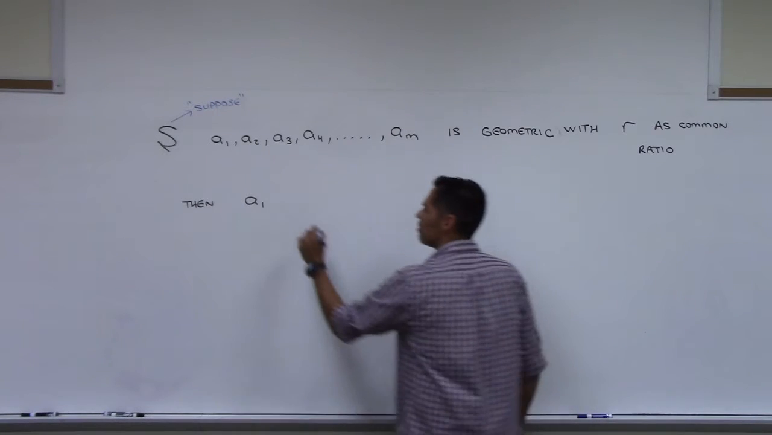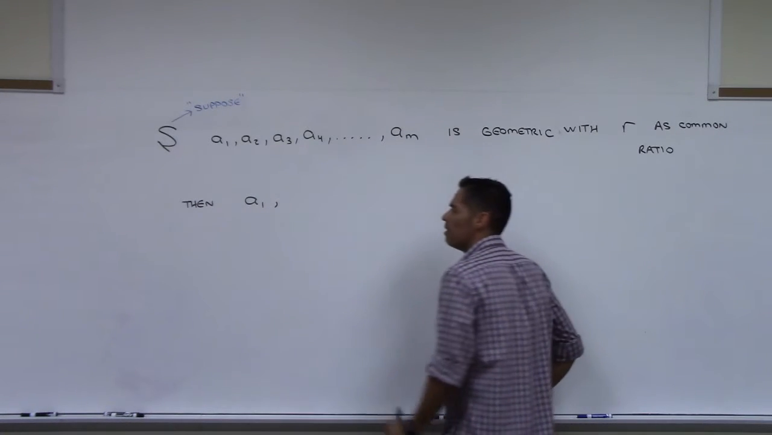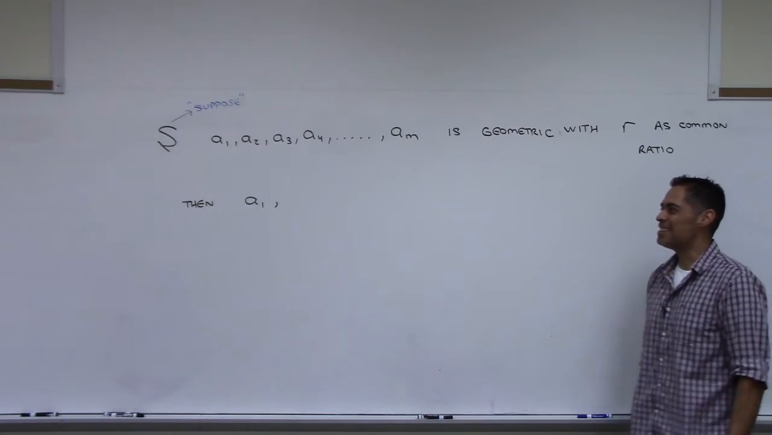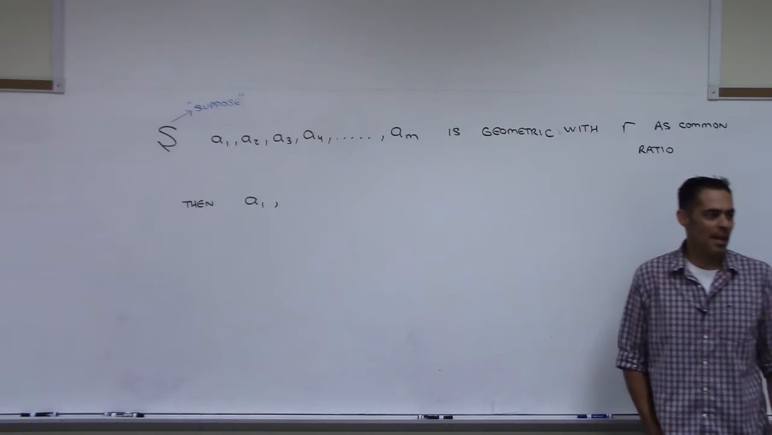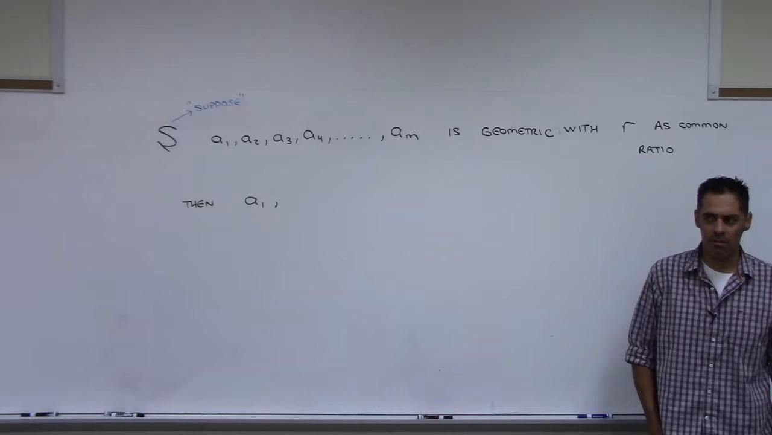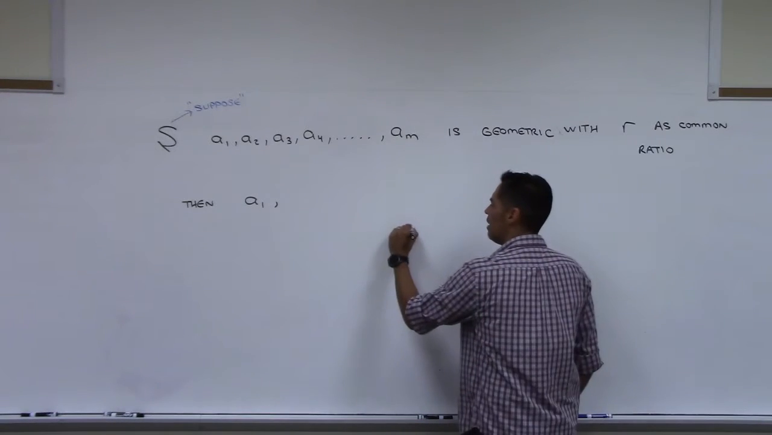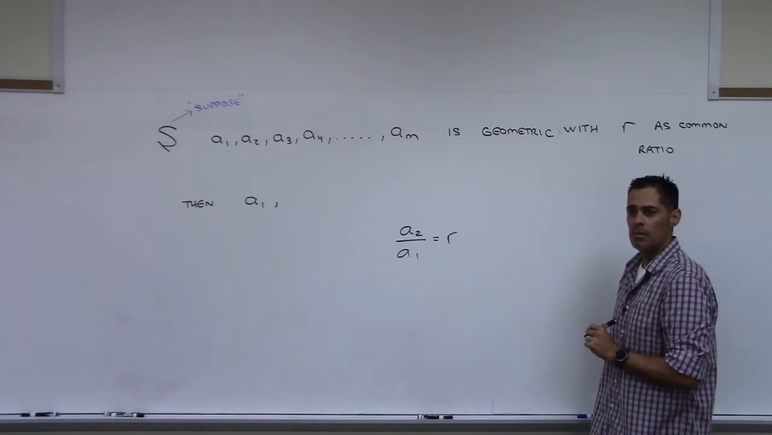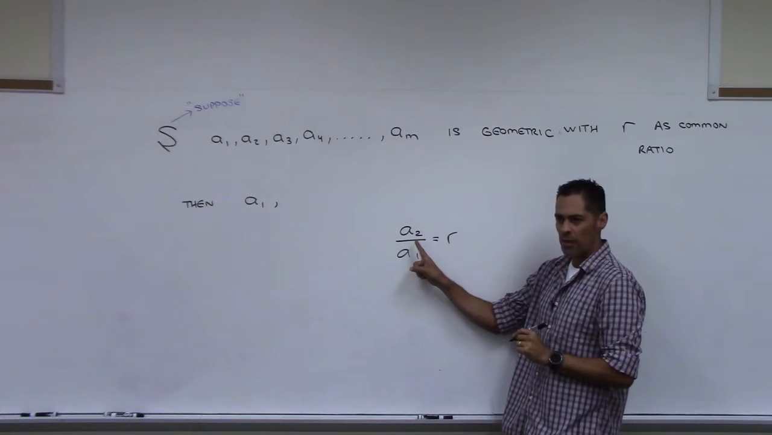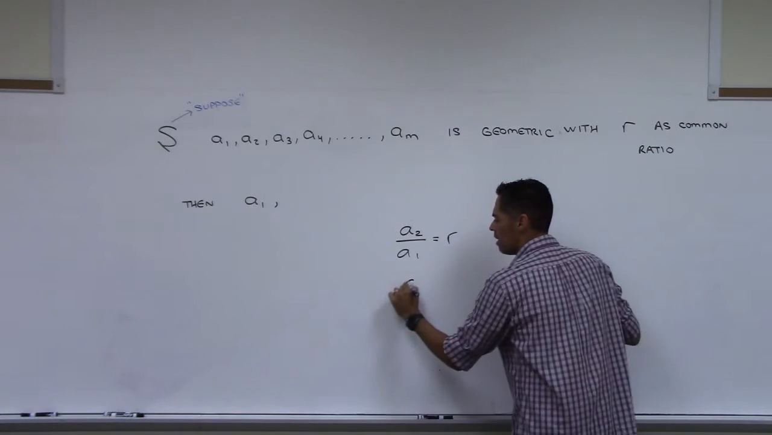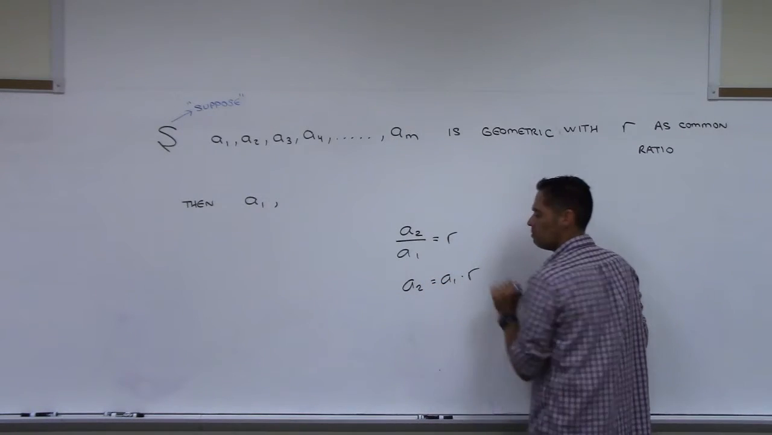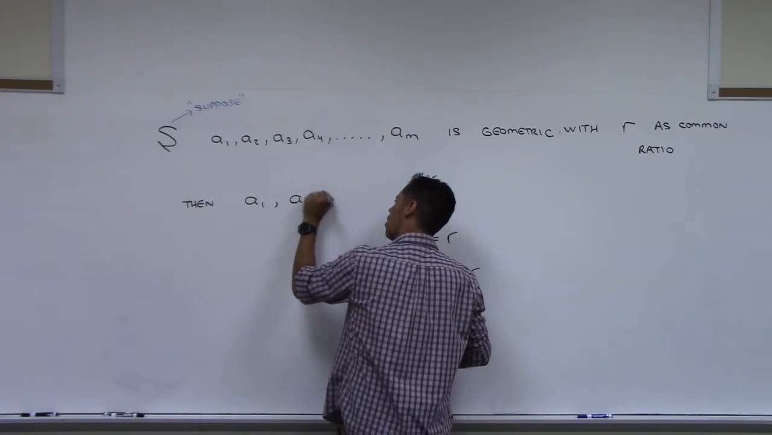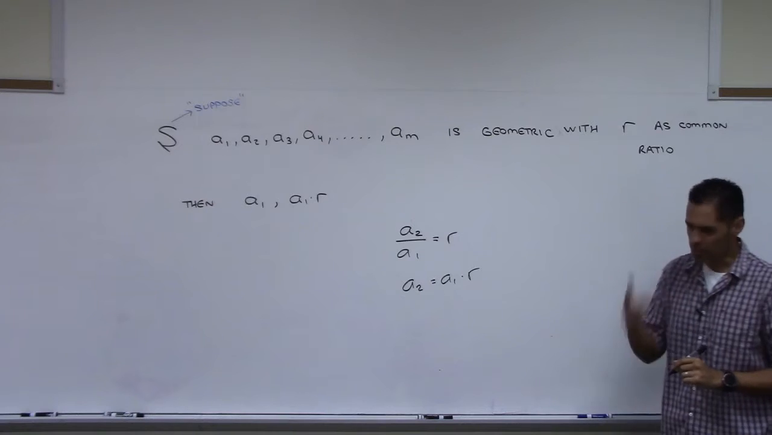It's kind of fun. All right, so what are we doing here? If that's the first one, the next one should be A2, but I had a common ratio of r, right? So think about this. A2 divided by A1 has to be my r. That's right, because if I solve this for A2, multiply both sides by A1, then A2 is A1 times r. Make sense? That's our second one.